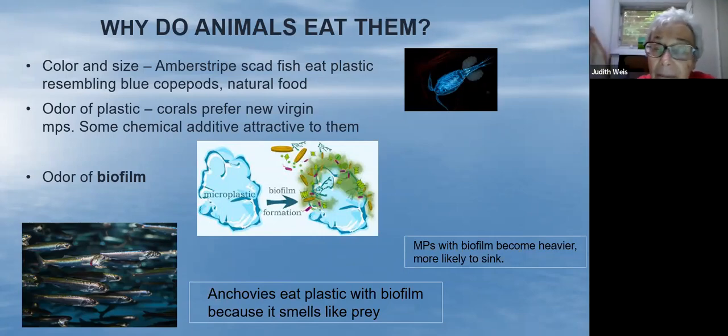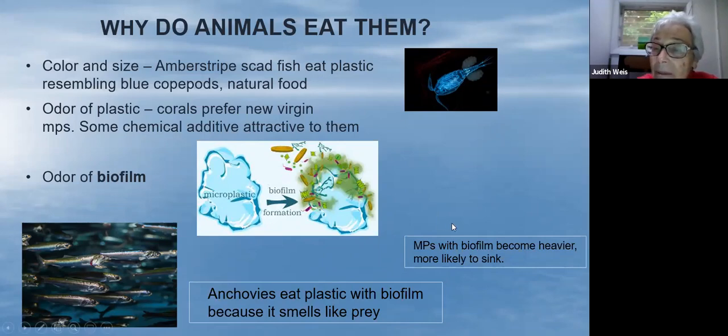When microplastics are floating in a lake or in the ocean or in an estuary, they gather a bunch of things that will grow on them. Microscopic organisms cover them, and it's called a biofilm that will form on them. Very often, microplastics with the biofilm are more attractive to organisms because of the odor of the biofilm. And here's anchovies, particularly attracted by the odor of the biofilm.